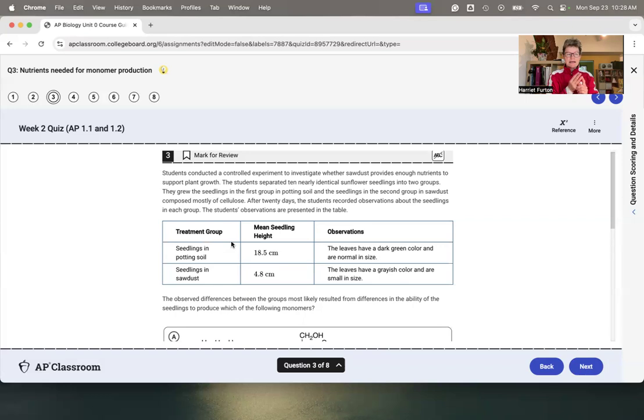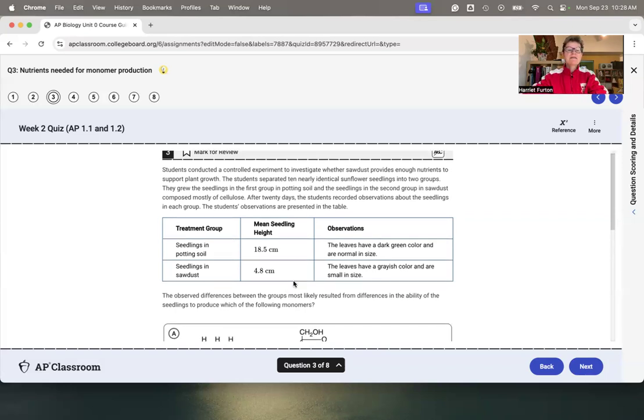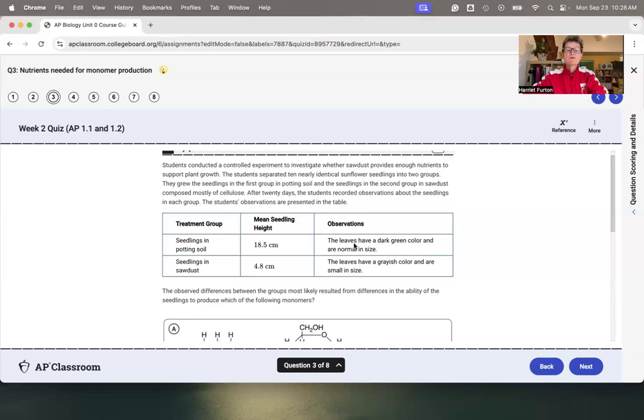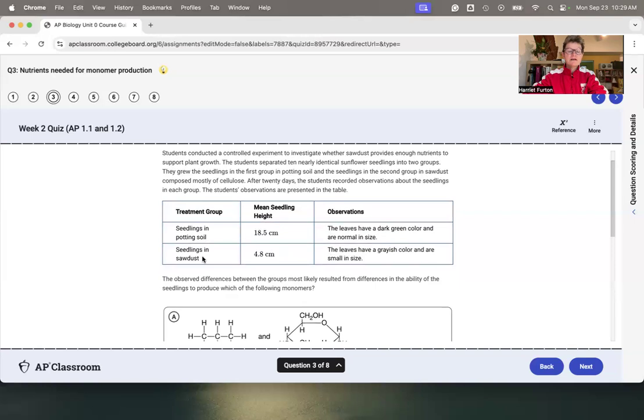Yes, the last part. Now, they contain only carbon, oxygen, and hydrogen, the cellulose. The potting soil, on the other hand, contains everything. So it contains carbon, hydrogen, oxygen, as well as nitrogen and phosphorus. So here we see that the seedling in potting soil is a totally healthy, tall plant, but the sawdust will provide a smaller and not that healthy plant.